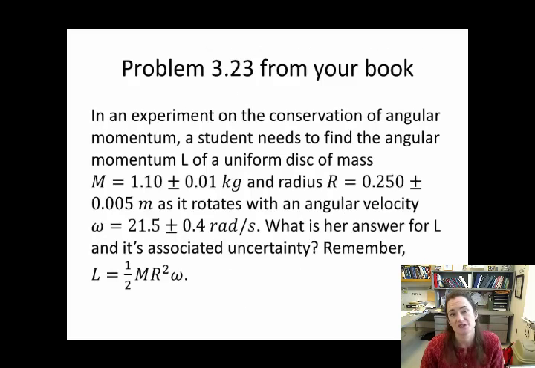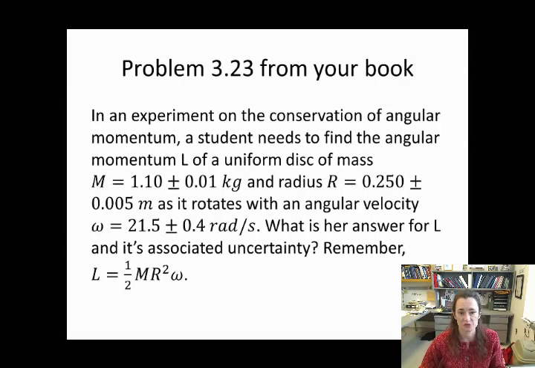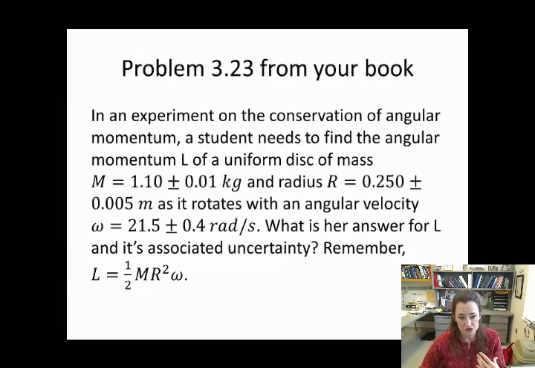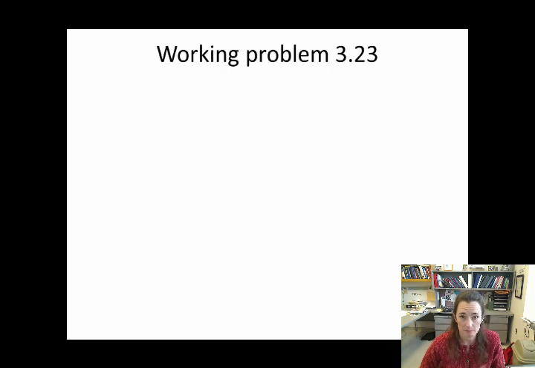All right, so another example, this is problem 23 in chapter 3 of your book. In an experiment on the conservation of angular momentum, a student needs to find the angular momentum of a uniform disk of mass 1.1 plus or minus 0.01 kilograms and radius 0.25 plus or minus 0.005 meters as it rotates with an angular velocity of 21.5 plus or minus 0.4 radians per second. What's the answer for the angular momentum and the associated uncertainty, remembering from physics 1150 that the angular momentum of a disk is going to be 1/2 m r squared times omega. All right, so let's work this problem.